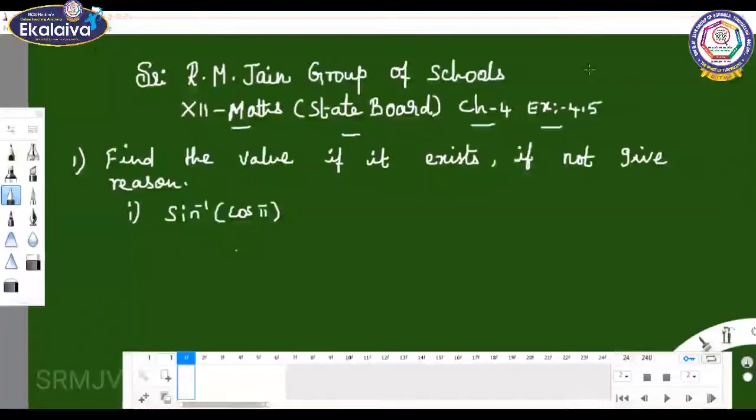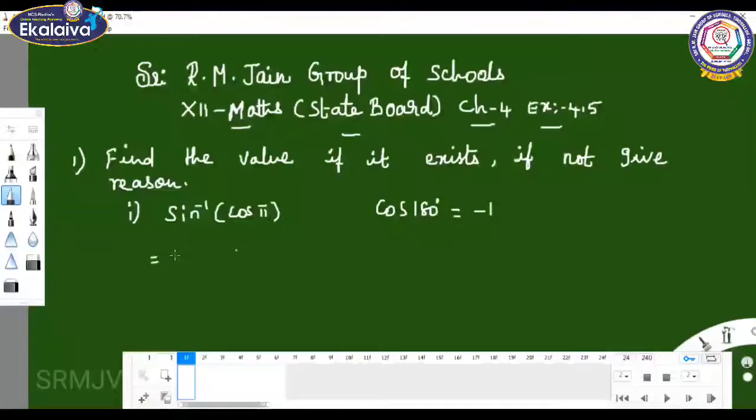See, this is 12th standard maths, state board, chapter 4, exercise 4.5. First sum. Find the value if it exists and if not, give reason. What is the first one? First subdivision, sine inverse of cos pi. What is the value of cos pi? Cos pi is nothing but what? 180 degree. Cos 180 equal to minus 1.